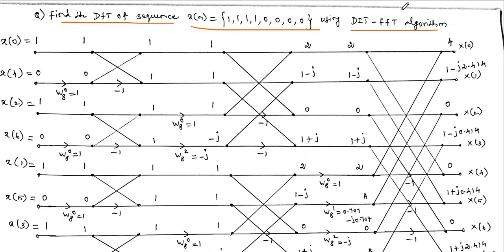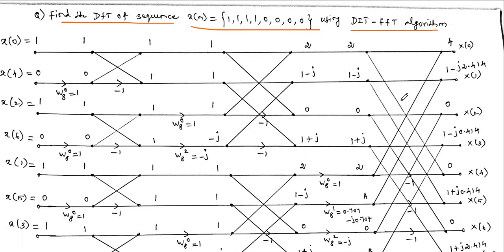So already in fast Fourier transform there are two things there. One is decimation in time algorithm and another one is decimation in frequency. Okay, so now we are going to find the DFT of our given time domain sequence, four ones and four zeros, using the DIT FFT algorithm.